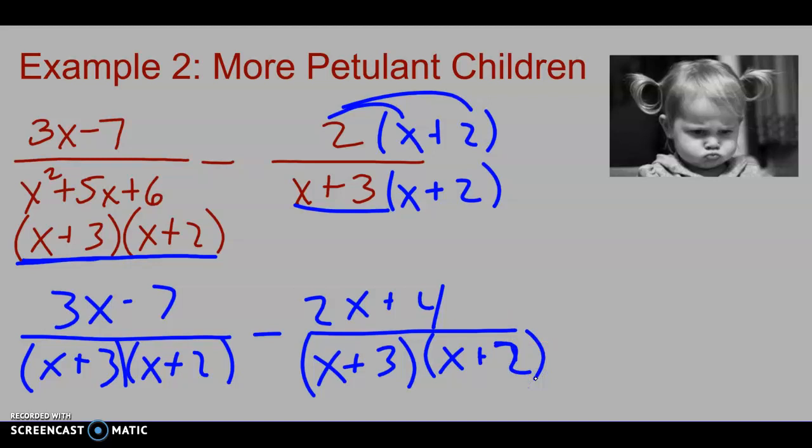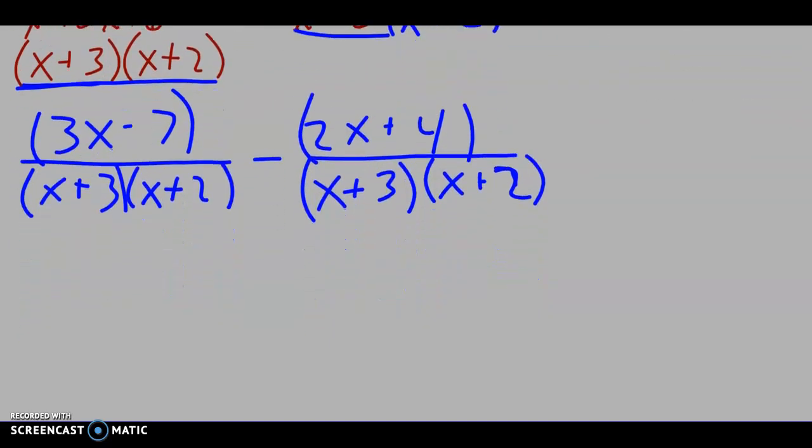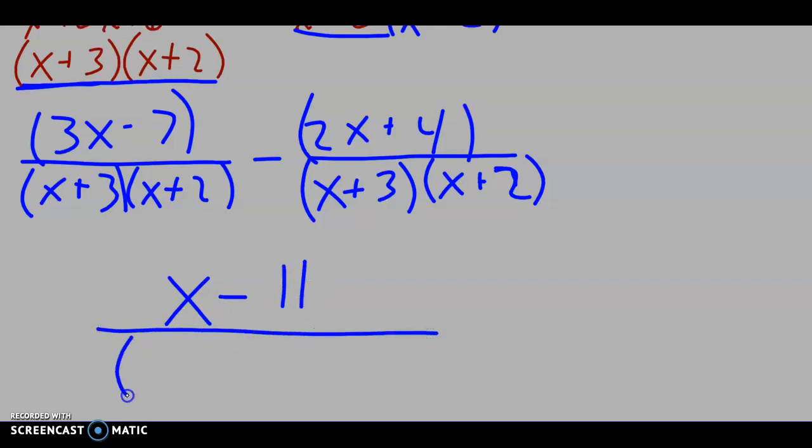All right, the final step is to subtract. And remember, when we subtract, we treat it like parentheses where you have to distribute the subtraction. So we do 3x minus 2x is 1x, negative 7 minus 4 is negative 11, and your answer is x minus 11 over x plus 3, x plus 2.